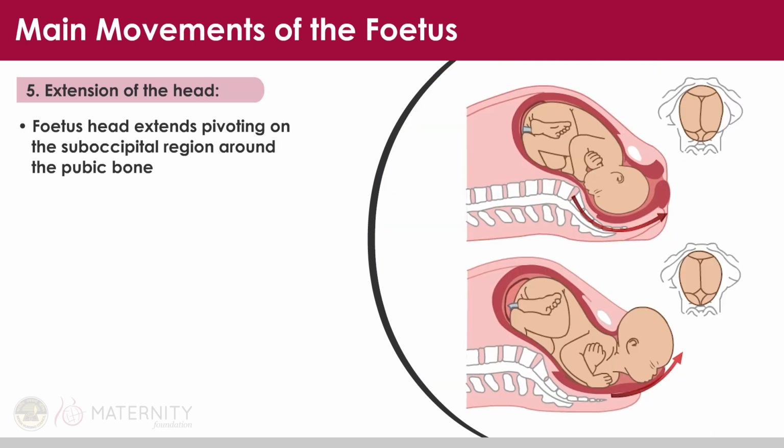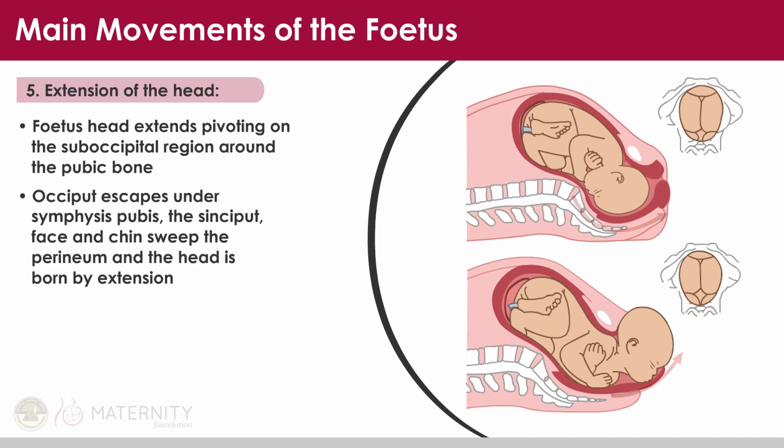Extension of the head. The fetal head extends, pivoting on the suboccipital region around the pubic bone. The occiput escapes under the symphysis pubis. The sinciput, face and chin sweep the perineum and the head is born by extension.